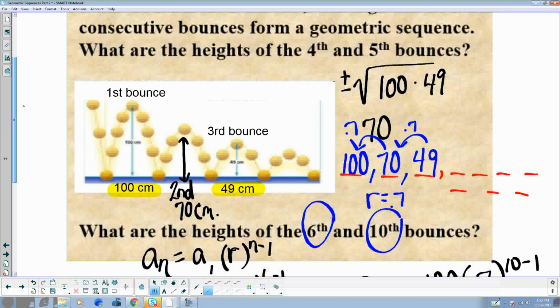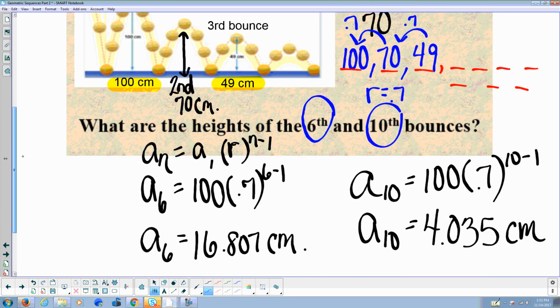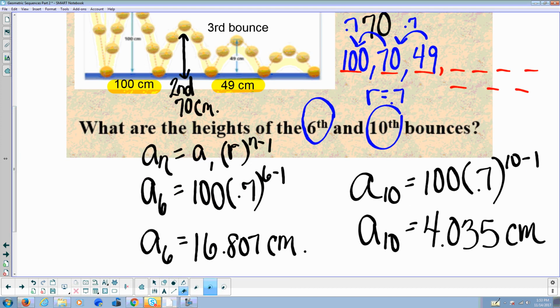So what we find is the bounce height of the ball gets smaller and smaller. We are not surprised by that because we have a common ratio that is less than 1. It's a decimal, 0.7. So the bounce height should be getting smaller and smaller by 0.7.